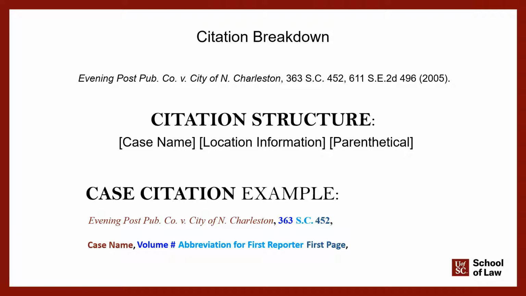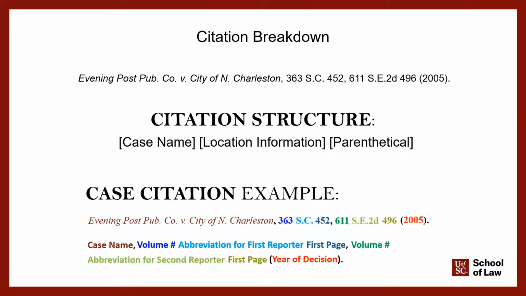So if we had the South Carolina Reporter book, we would find volume 363. We'd open that volume to page 452, and there would be the Evening Post case. The next thing you see is the citation to the second reporter, because this case appears in two places. And again, it's the same format. Volume number, the abbreviation for the second reporter, Southeast Second, and the first page, 496. And then finally, we have the parenthetical, which here just has the year of decision.